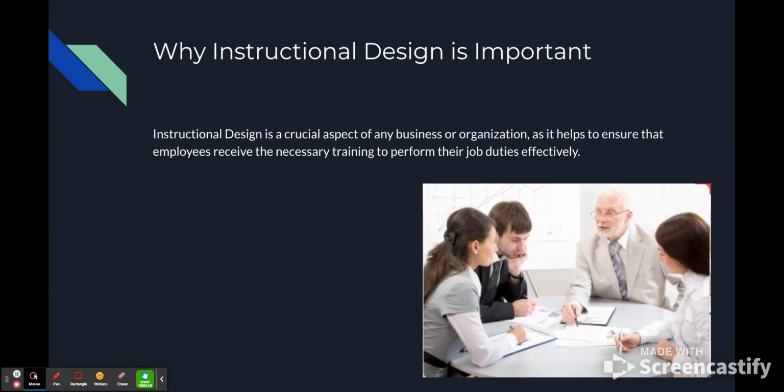Instructional design is a crucial aspect of any business or organization, as it helps to ensure that employees receive the necessary training to perform their job duties effectively. However, many organizations often question the value of investing in instructional design and the return they will receive on that investment, according to David Dovey, 1993. This is where the concept of ROI, or return on investment, comes into play.